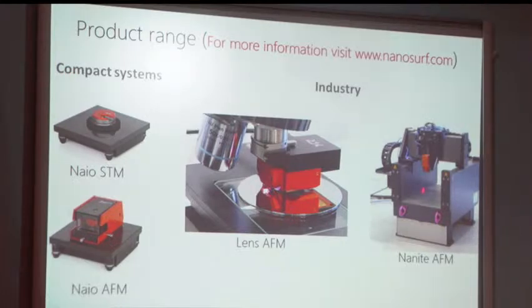We also have systems called Nanite. If you have heard about nano indenter or ellipsometer, you will see an AFM like this all the time, because this is the only AFM available in the market which can integrate with any nano indenter from any company. Every company has to buy an AFM if they want to integrate with their nano indenters. So all the big companies who are selling nano indenters normally buy from us to combine with their systems. This is specially designed for nano indenter and optical profilometer industry grade.